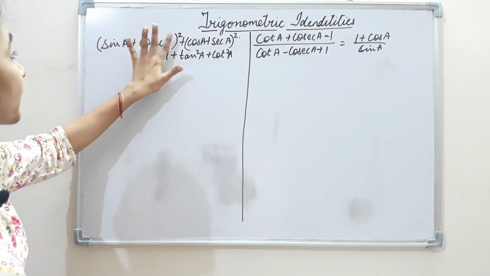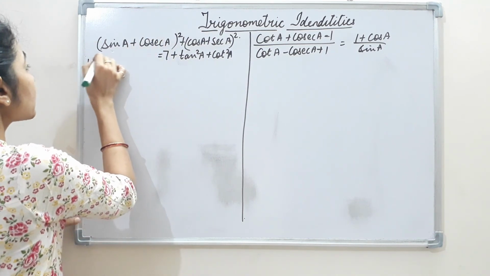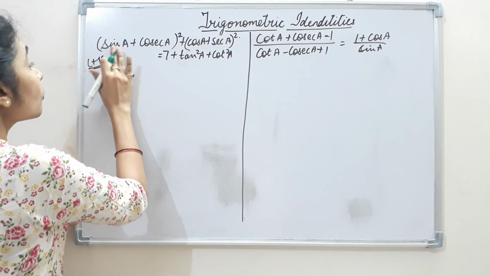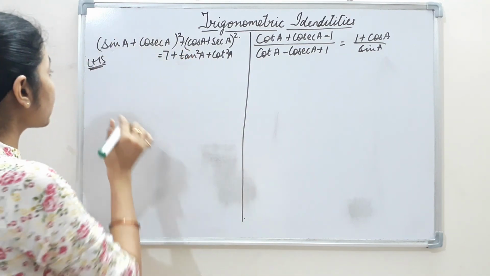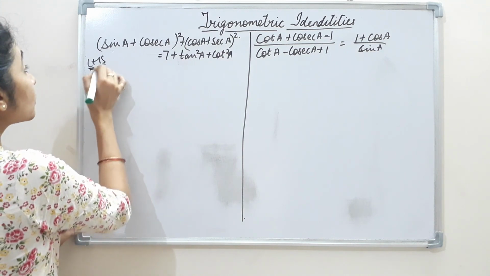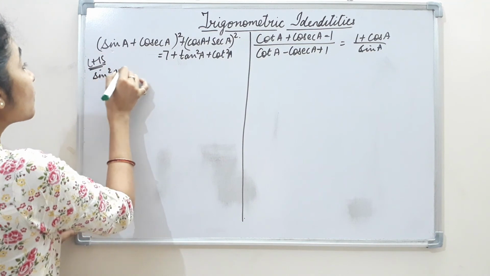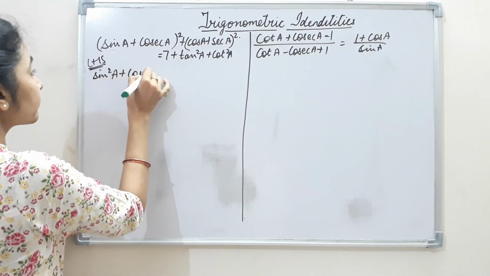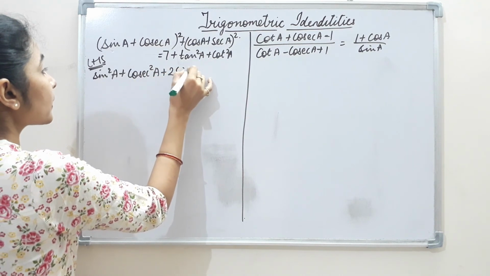We'll just open the bracket. Okay, so here, opening the bracket, taking LHS and opening the bracket. So when we open this bracket, we use the identity (A plus B) whole square is equal to A square plus B square plus 2AB. So I write here sin square A plus cosec square A, plus 2 sin A cosec A.